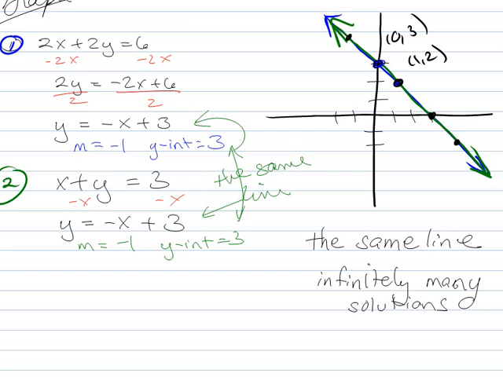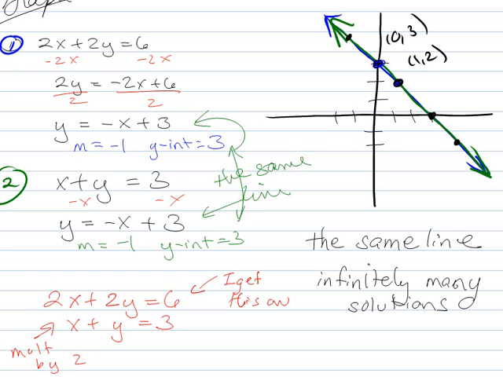Now you might even recognize this because our first equation was 2x plus 2y equals 6, and our second was x plus y equals 3. You might say, well, look, if I multiply this one by 2, I'll get this one, right? So it's the exact same equation, I've just multiplied it by 2. Now, they're not always going to be that obvious, but that's definitely a way. If you see that they're the exact same line, you're going to have infinitely many solutions.